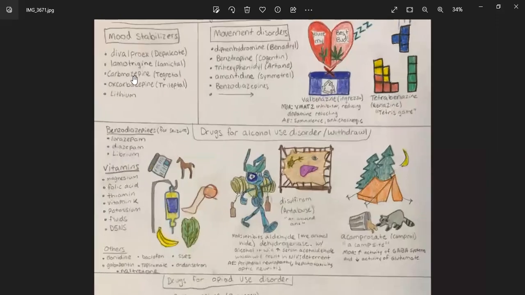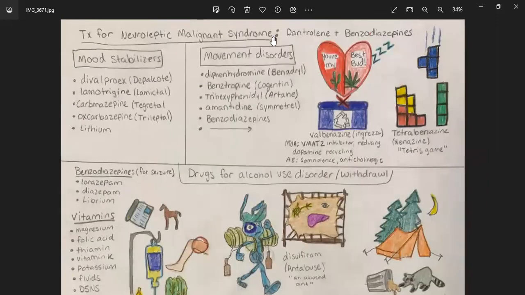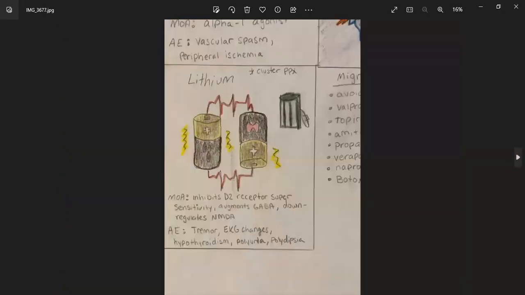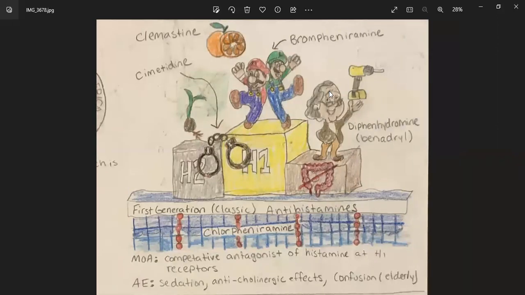So those were all mood stabilizers. Now moving on to movement disorders, we have Benadryl, benztropine, Artane, amantadine, and then benzodiazepines. So I will start with showing you Benadryl, which this is Ben Franklin holding a drill.